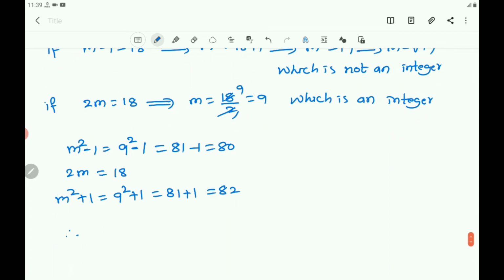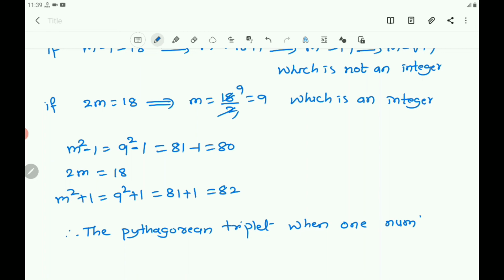Therefore, the Pythagorean triplet when one number is 18 is 18, 80 and 82. In this way you got the Pythagorean triplet when one number is given.